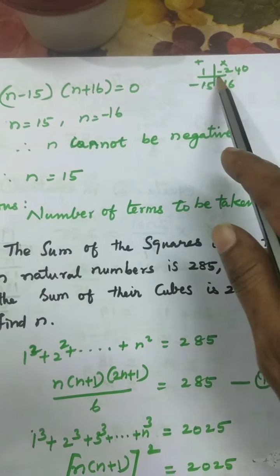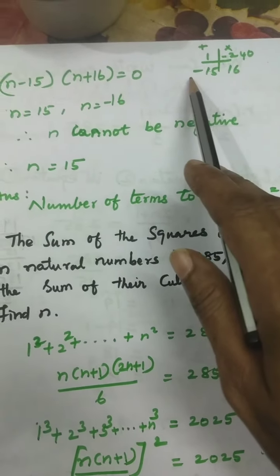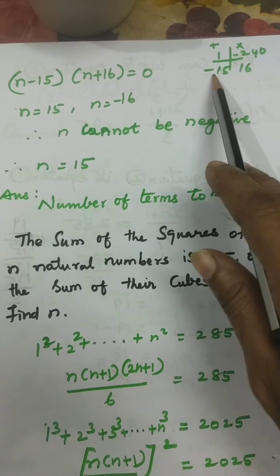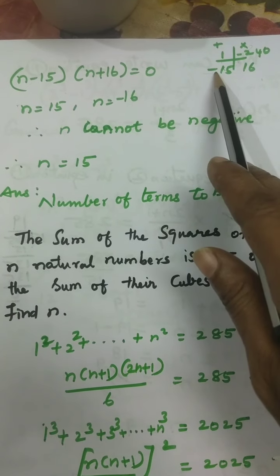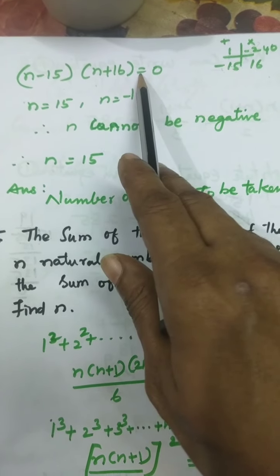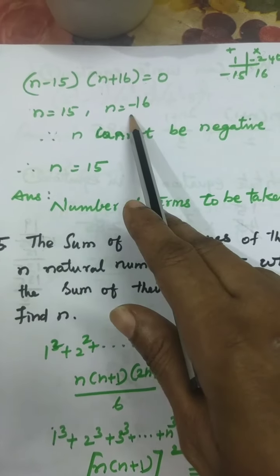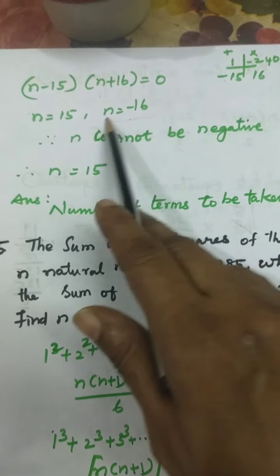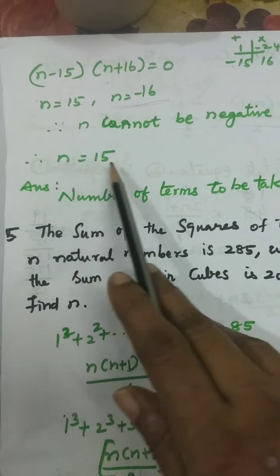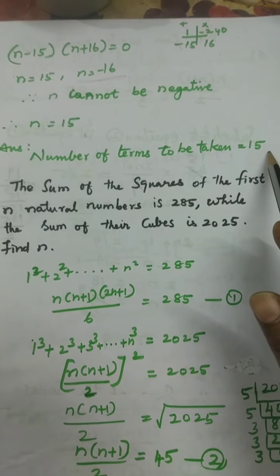Now the product method. If you multiply, minus 240, add means plus 1. So that is 15 into 16. Here plus 1, so you are giving the negative sign to 15, the smaller number. So (n − 15)(n + 16) = 0. Here also n = 15 and n = −16. Here also it is not applicable because n is a natural number and cannot be negative. So n = 15 is the answer. The number of terms to be taken is 15.